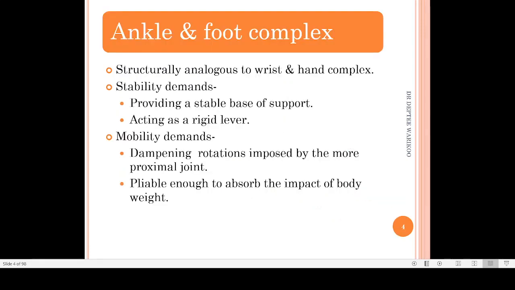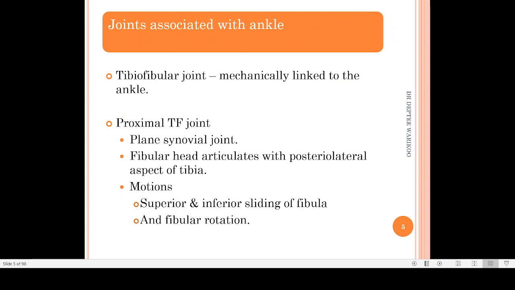The ankle and foot complex is structurally analogous to the wrist-hand complex to the upper extremity. But there are lots of differences. The complementing structures of the foot allow the foot to sustain large weight-bearing stresses under a variety of surfaces and activities that maximize the stability and mobility of the foot. This you can see in the slide, the stability demands and the mobility demands, which are well nicely given by the ankle and foot complex.